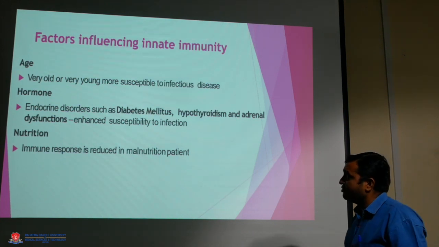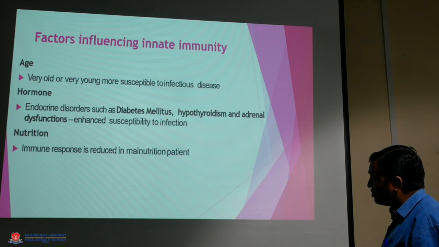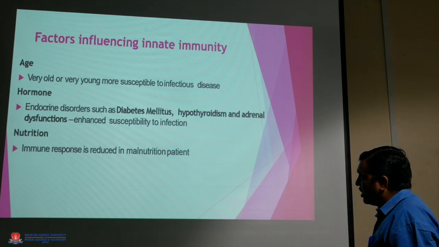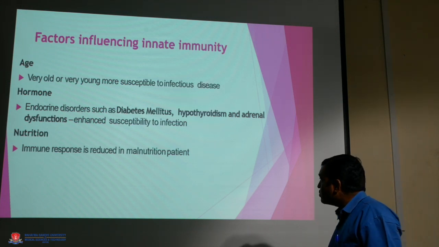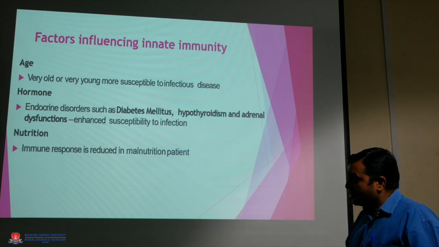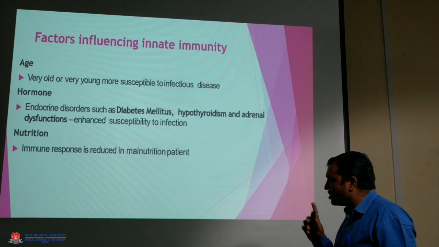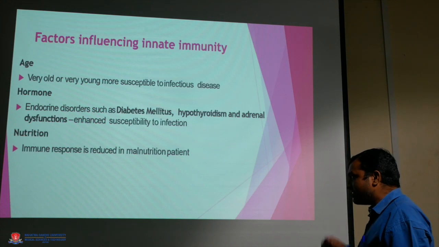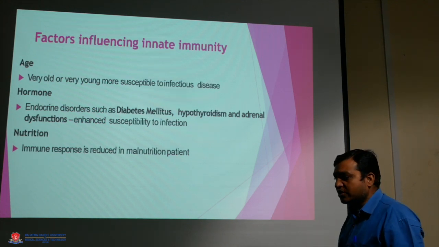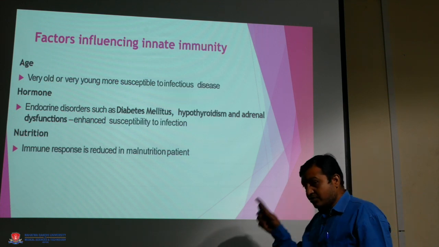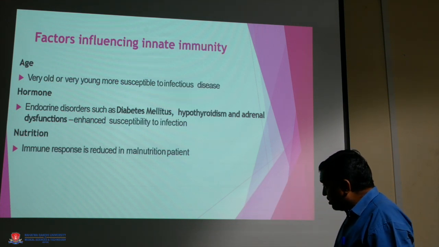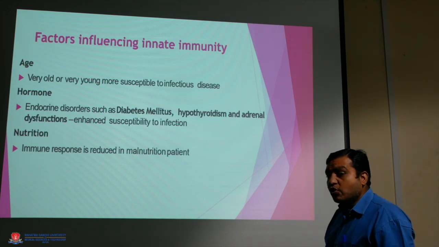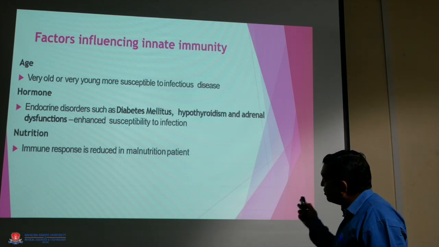Factors influencing innate immunity: the very old or very young are more susceptible to infectious disease, as their immune system is lowered. Hormones: endocrine disorders such as diabetes mellitus, hypothyroidism and adrenal dysfunction enhance susceptibility to infection. Nutrition: immune response is reduced in malnourished patients. So hormones, endocrine disorders like diabetes, malnutrition, and the very old and very young children are more susceptible to infection.